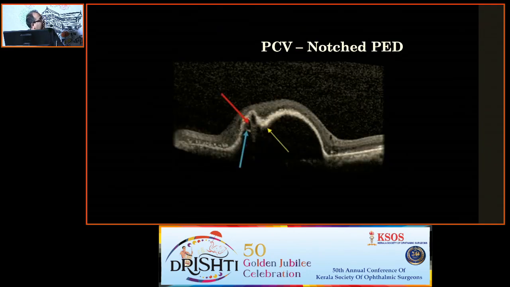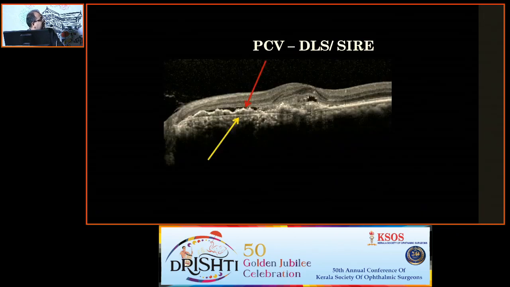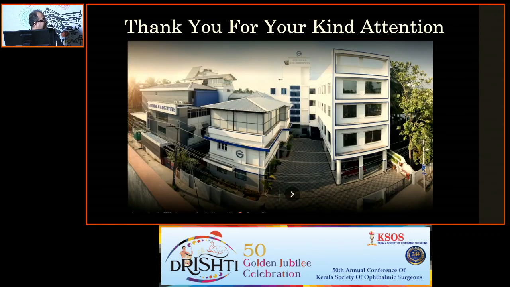Then there is something called as the notched PED, which is nothing more than a PED with an adjacent area of the polyp at the slope of the PED. And if you look at the red arrow, you can see the lumen of the polyp within that area. Then comes the DLS, or the double layer sign, which is also labeled as SIRE by Bailey Freund in 2016. This is also known as the shallow irregular RPE elevation. So these findings put together may hint towards occurrence of a PCV.